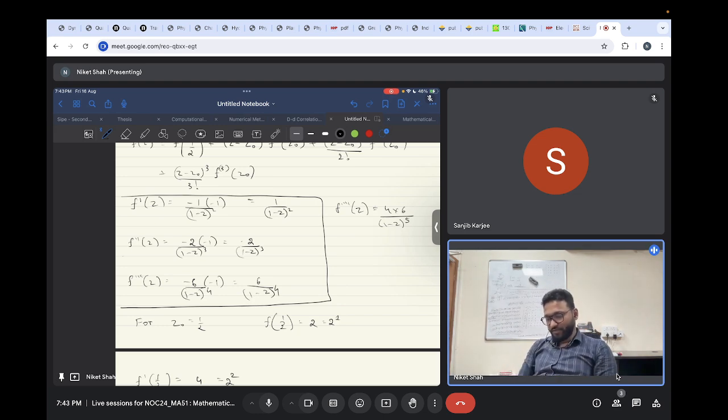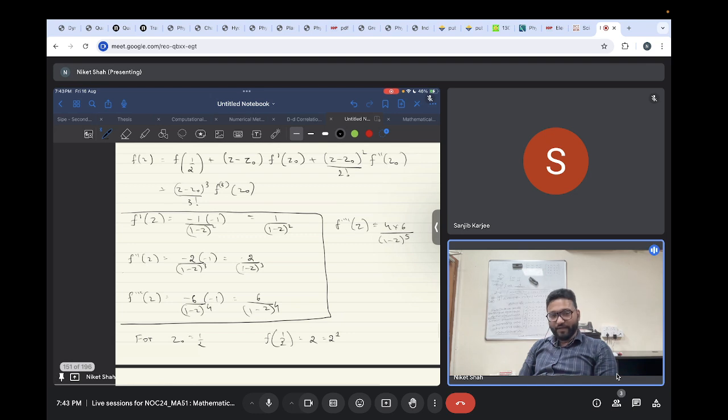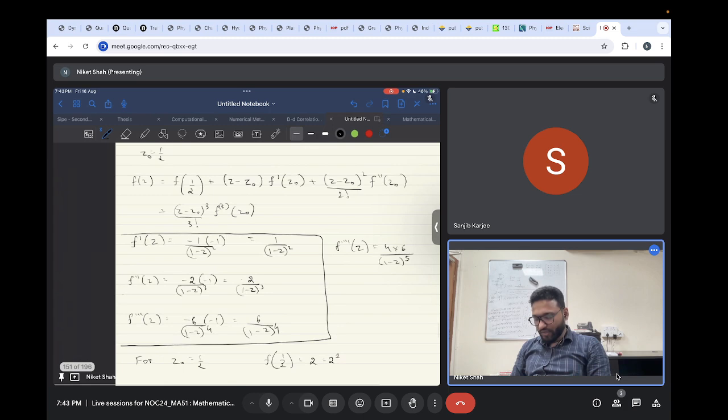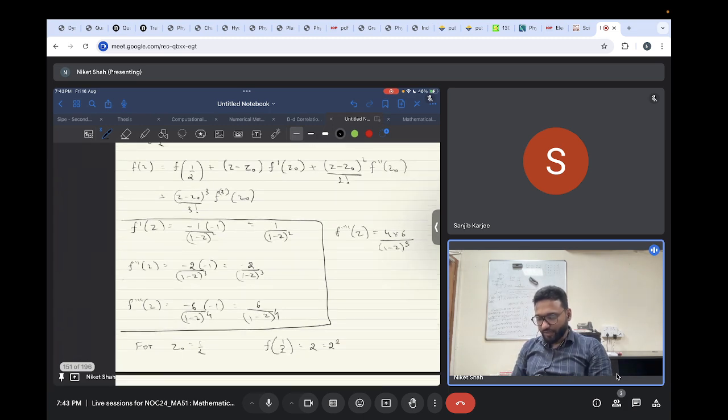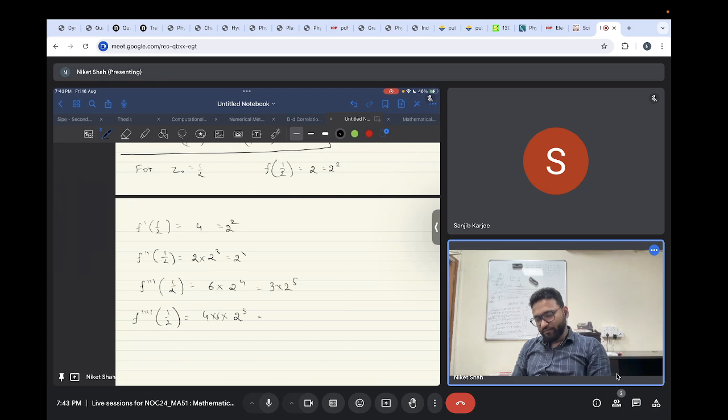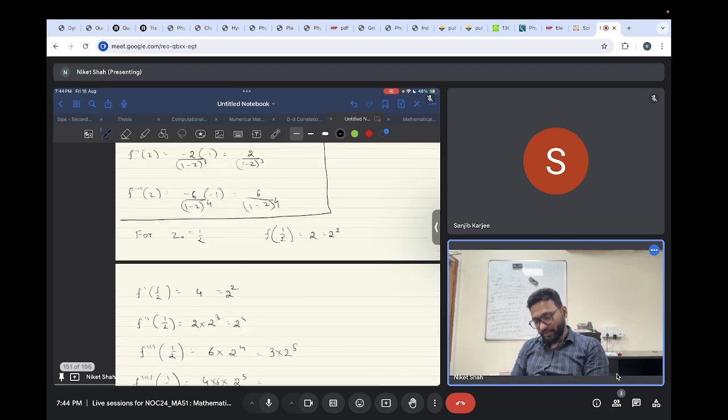So okay, I'm missing this part. Right, I see. What we're missing here is that with the third derivative, there will also be factorials in the denominator. So maybe I should write it like this.